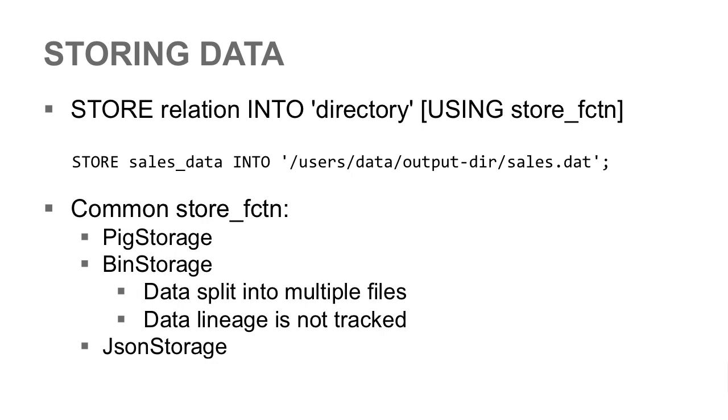Storing data is achieved by using the store. So we will say store, for example, sales data into, and then we give the file. We have a couple of store functions. The common one is the Pig storage. There is also bin storage, which can deal with data that is split into multiple files. When you're working with bin storage, the thing to remember is that data lineage is not tracked. If you want to implement data lineage, you need to do that on your own. And then, of course, there is the JSON storage. In our next section, we will see how do we write programs with Pig Latin.